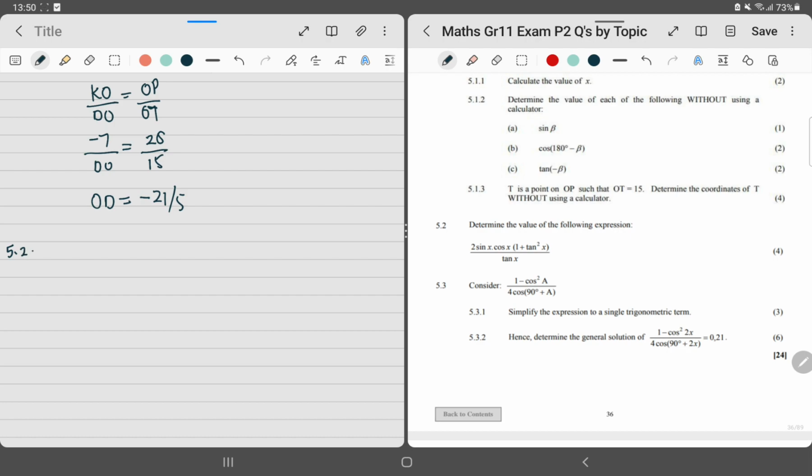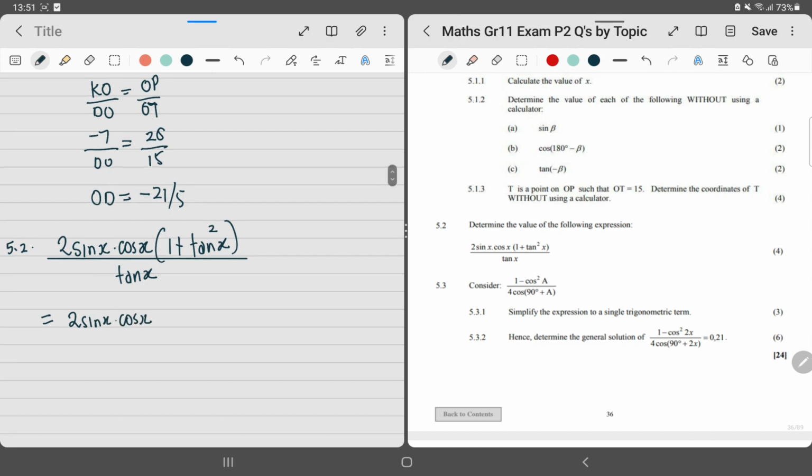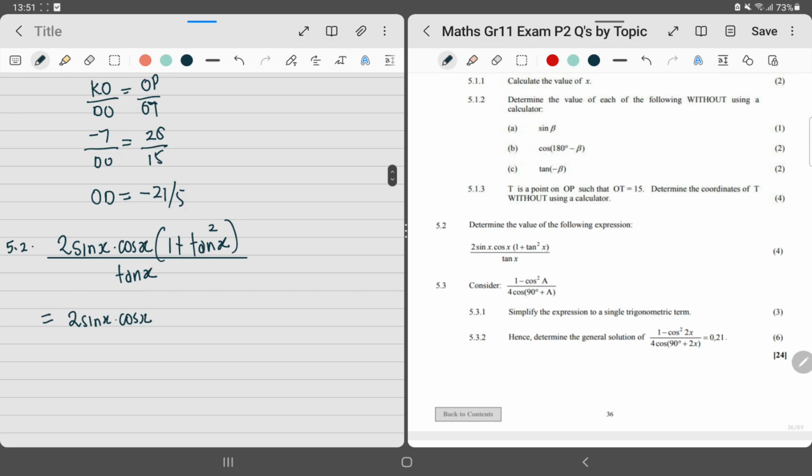5.2. Determine the value of the following expression. We are given 2 sine x multiplied by cos x, over 1 plus tan squared x, and then this is tan x. So this is 2 sine x multiplied by cos x. I'm just going to solve the thing in the brackets on the side.